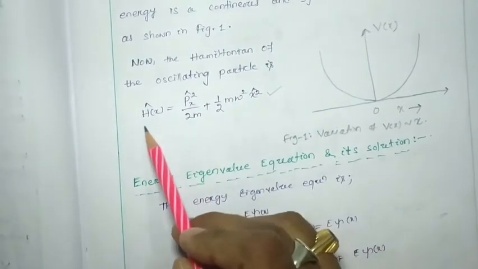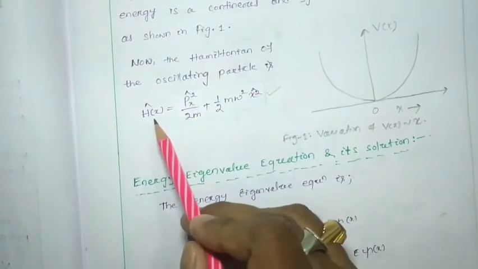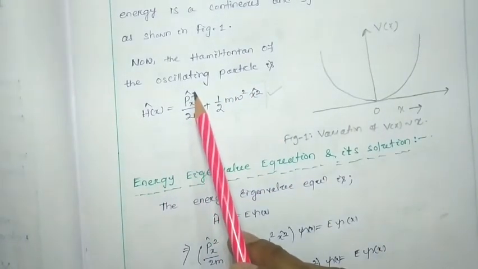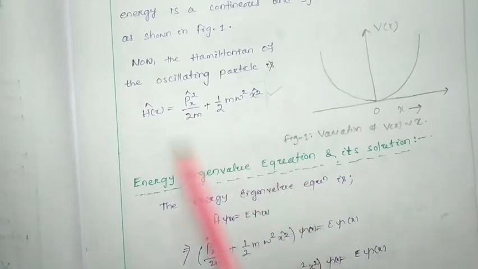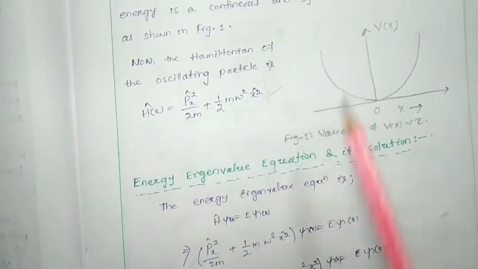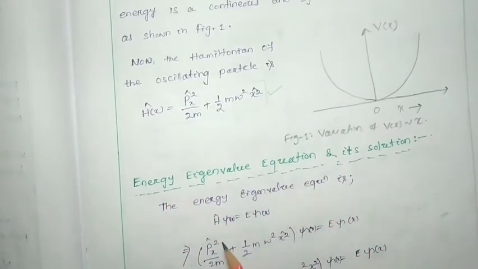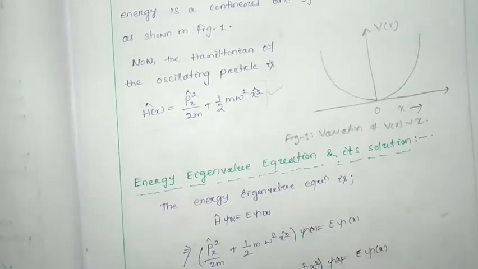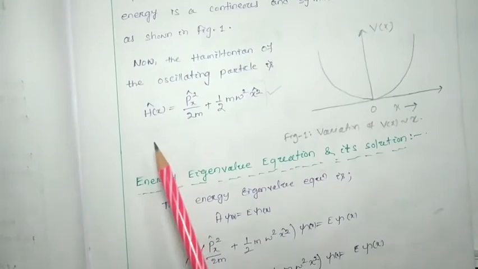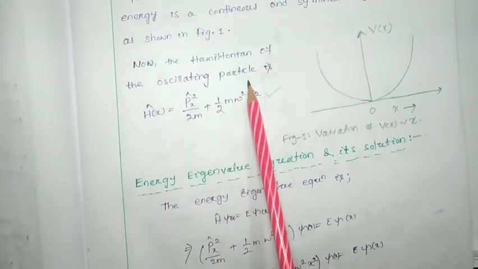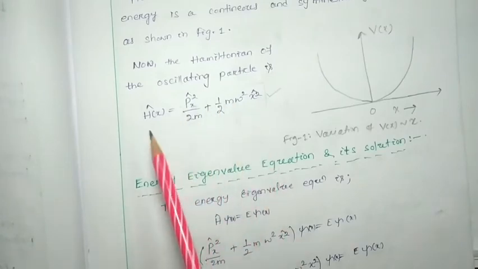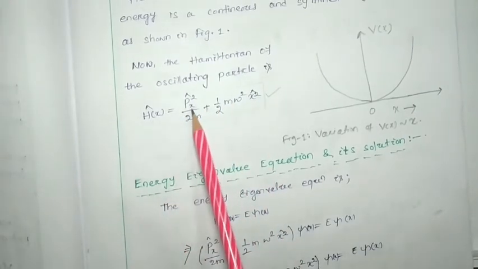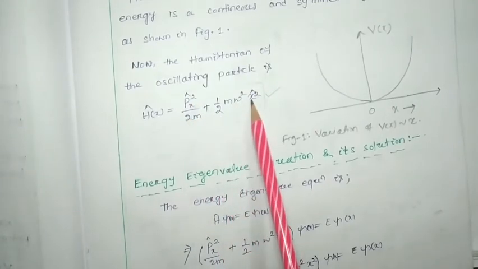Or the Hamiltonian operator I can write: H x cap is equal to px cap square by 2m plus half m omega square x cap square. This will be applied further for finding the energy eigen equation of this dynamics. So the total energy of the oscillating particle is the sum of the kinetic energy part and the potential energy part, the so-called Hamiltonian operator, H cap equals px cap square by 2m plus half m omega square x cap square.